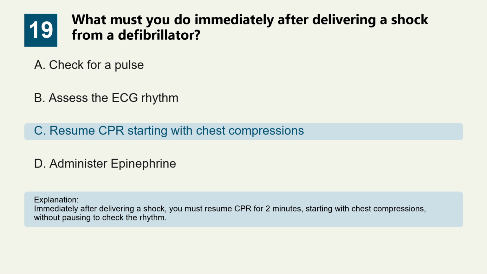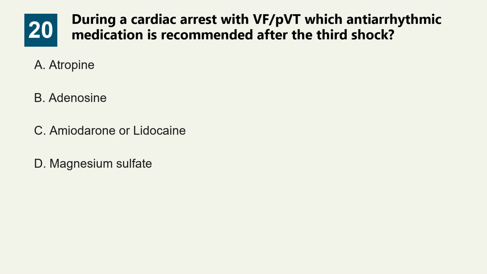Question 20. During a cardiac arrest with VF/pVT, which antiarrhythmic medication is recommended after the third shock? Option A, atropine. Option B, adenosine. Option C, amiodarone or lidocaine. Option D, magnesium sulfate. The correct answer is option C.